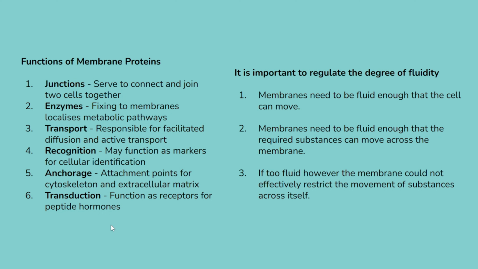Transport, obviously, as you know, diffusion, osmosis, active transport, all these happen across the membrane. And so your cell membrane regulates the inflow and outflow of molecules in and out of the cell. So transport again. Recognition may function as markers for cellular identification. There are so many cells in your body, and because you have an immune system, the body needs to know which cell belongs to the body and which is a foreign particle. So your membranes can be used as a recognition method.